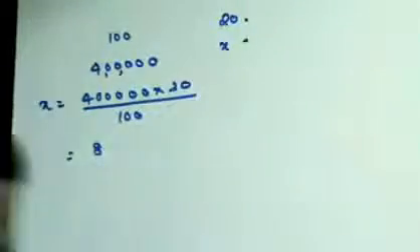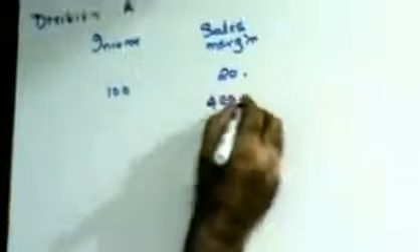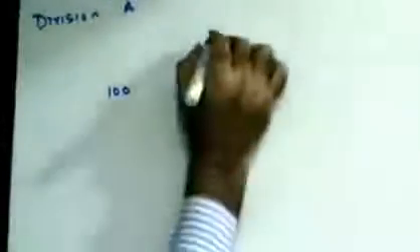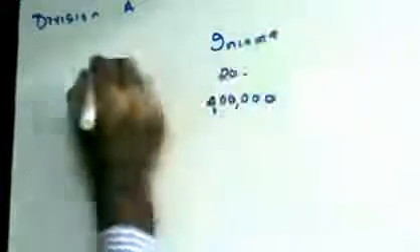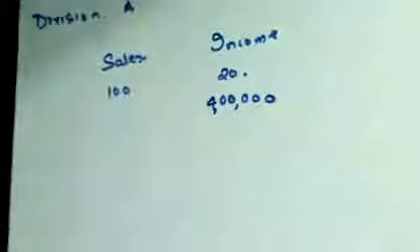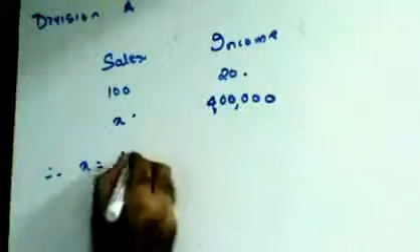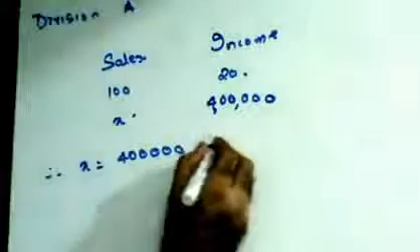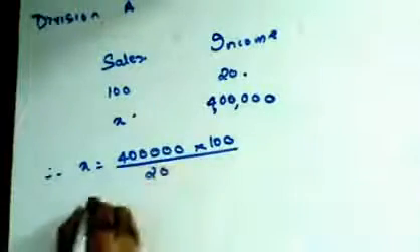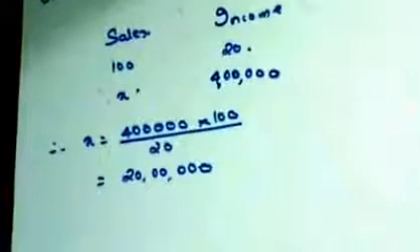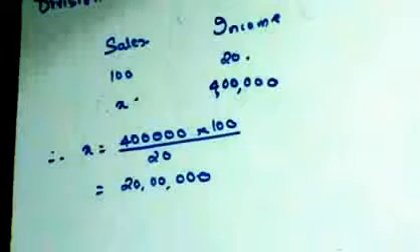Okay, the income is given to you as 4 lakhs. They're giving you income, that's your sales margin and sales. So if your sales is 100, your income is 20. They're giving you income is 4 lakhs. In that case, how much will sales be? 4 lakhs into 100 divided by 20. So please calculate. 20 lakhs.